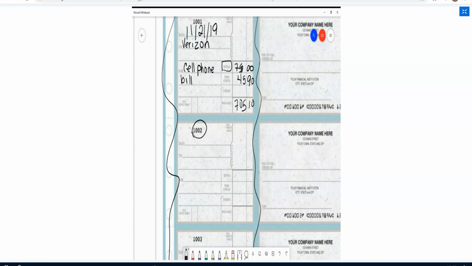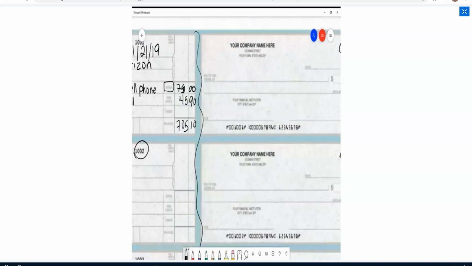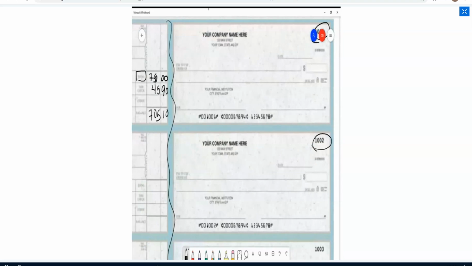So now we filled out the stub. Now we can actually write the check. So for those of you that have never written a check, you fill the date out on the side here. So 11/21/19. Okay. Paid to the order of Verizon. That's who we are paying.